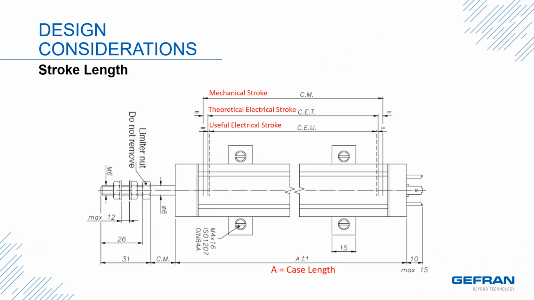In this diagram, you will see the 3 stroke lengths represented. The mechanical stroke is the maximum mechanical travel possible from the point that the limiter nut is firmly against the sensor body to the point of maximum possible extension. The theoretical electrical stroke is just inside that on both ends and represents the range across which the output voltage will go from 0 to the supply voltage. At the extreme ends of this range, the output will not be linear. The useful electrical stroke is just inside of the theoretical electrical stroke and represents the range where the output is linear. It is this range that should be considered against the object to be measured.